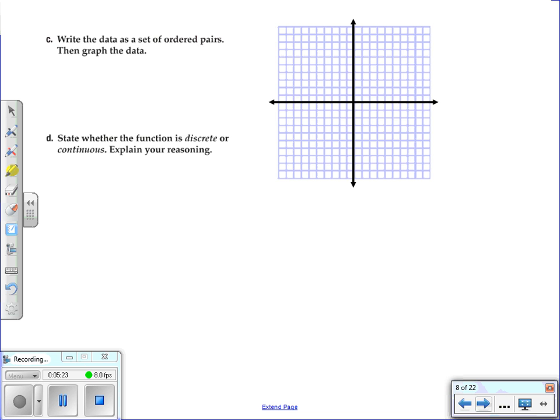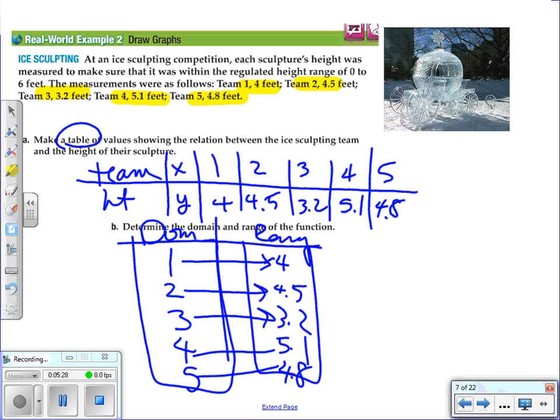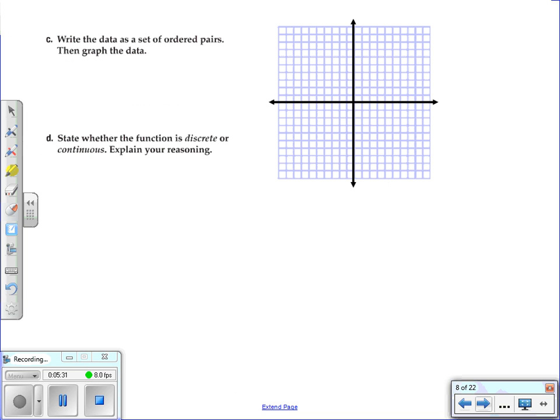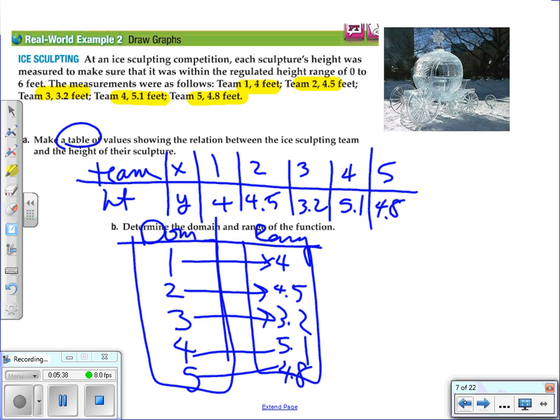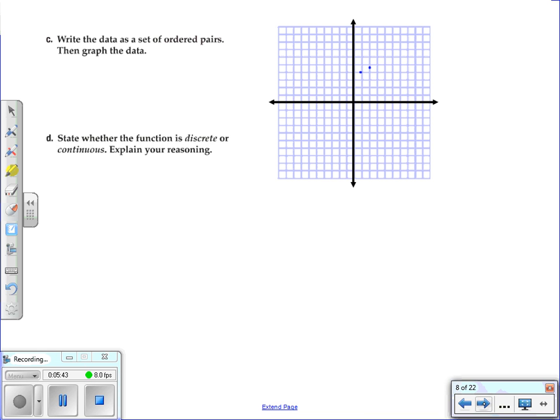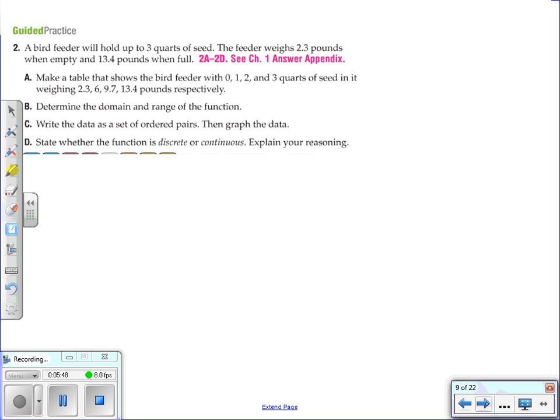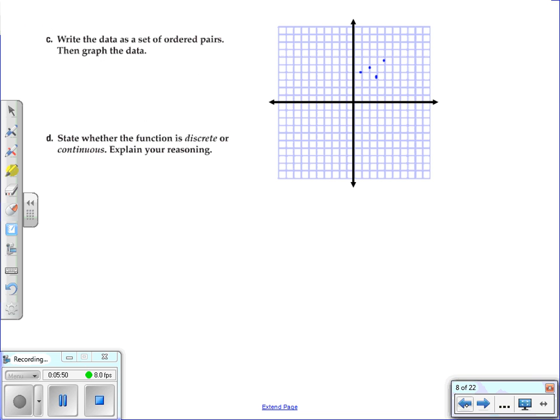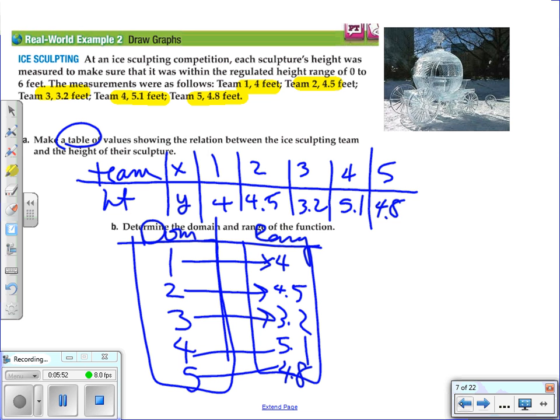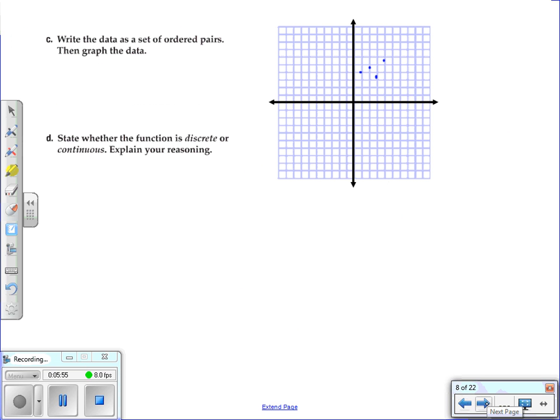So we have 1 and 4 and 2 and 4.5. Over 1 up 4, over 2 up 4.5. Get a couple more. 3, 3.2, 4, 5.1. Over 3 up 3.2. Over 4 up 5.1. And our last one is, over 5 up 4.8. Okay.